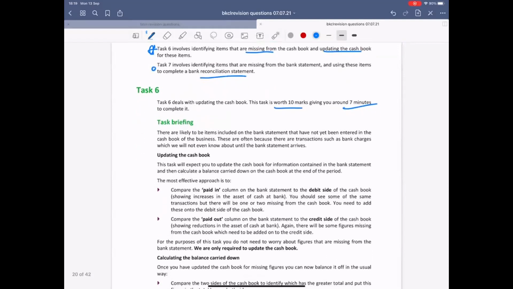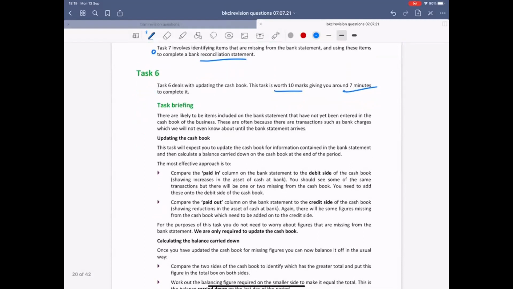So with this one, it says there are likely to be items included on the bank statement that have not been entered into the cash book of the business. It's always a case when you get your bank statement through, you might have had some transactions that you don't actually know have gone through yet. Things like bank charges, or any interest that you've received, you might not be aware of or might not know the amount you're going to be receiving. So anything on our bank statement that we weren't aware of, or weren't aware of how much it was going to be, we haven't included in our cash book. So we have to look at that bank statement and then update our cash book.